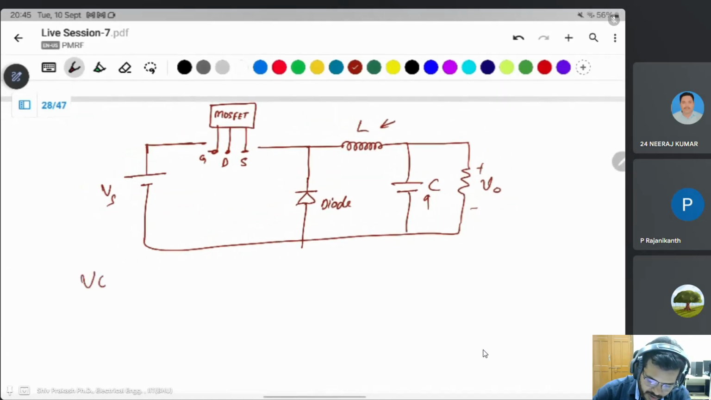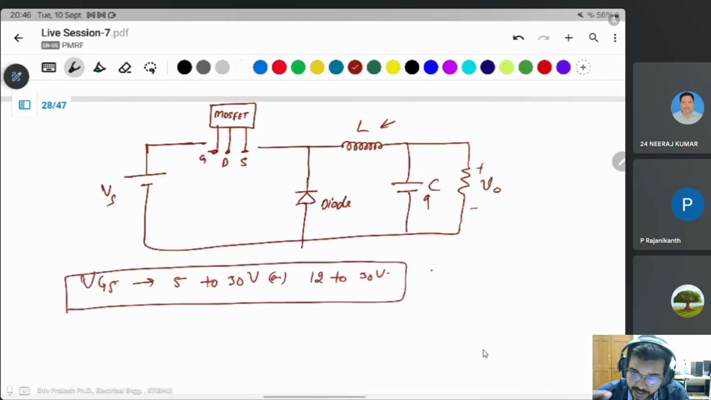VGS, the gate to source voltage, is a requirement of any MOSFET. It depends on the MOSFET's power. If you go to high power, it will be 5 volt to 30 volt, or some MOSFETs need 12 volt, 12 to 30 volt, or something like that.